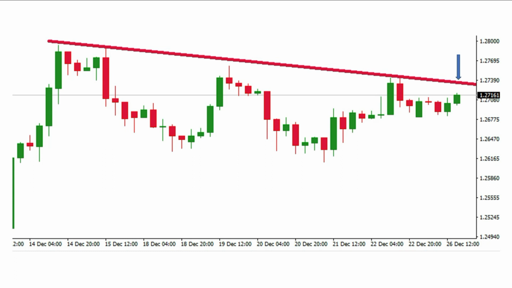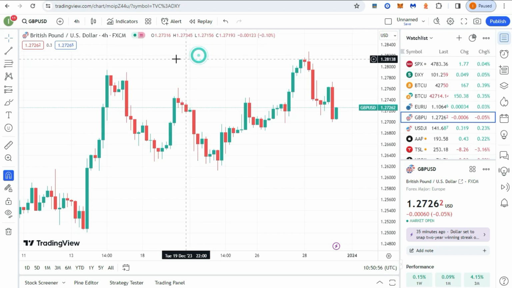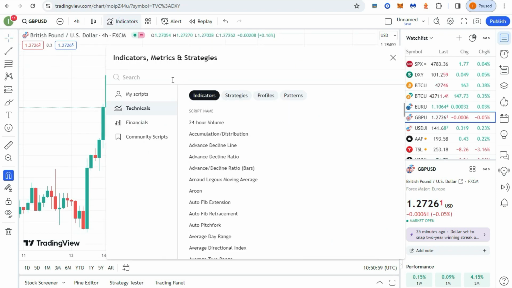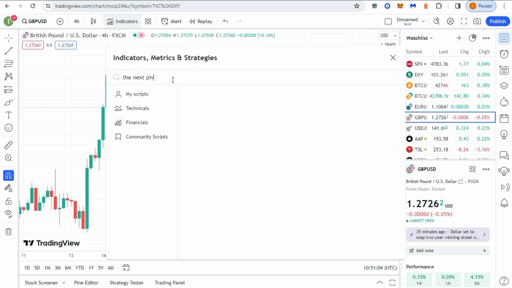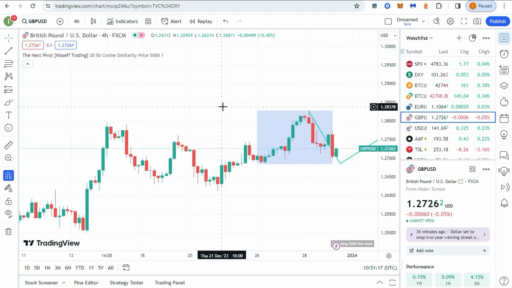Let me see the TradingView. We are in TradingView right now, and I will just show how you can find this indicator. You go to the indicators and type "the next pivot", and you will get this indicator from Kioself Trading.